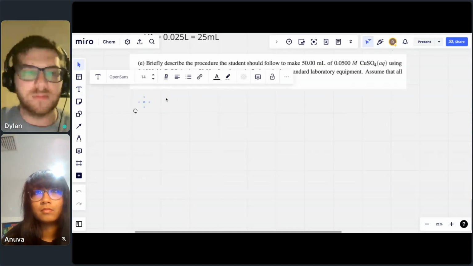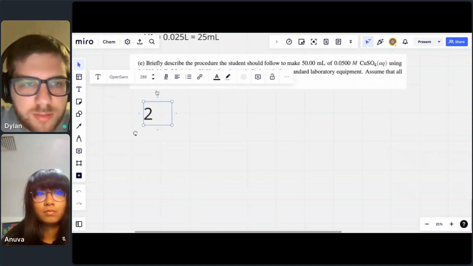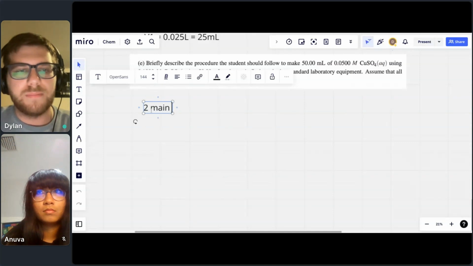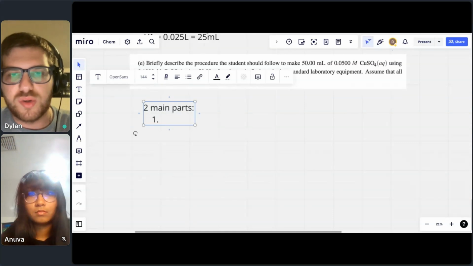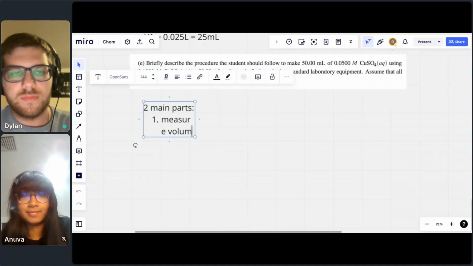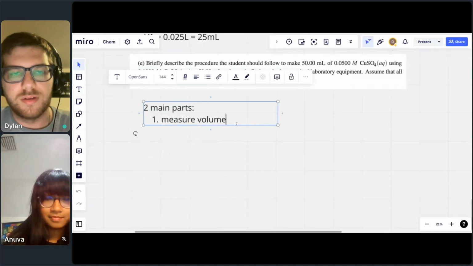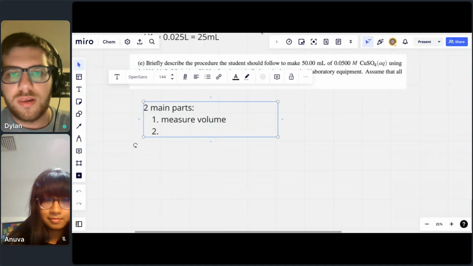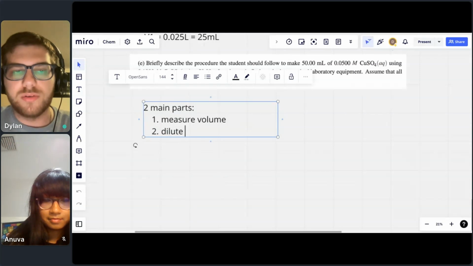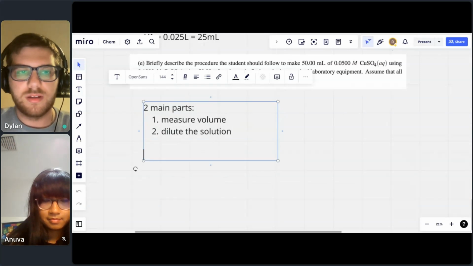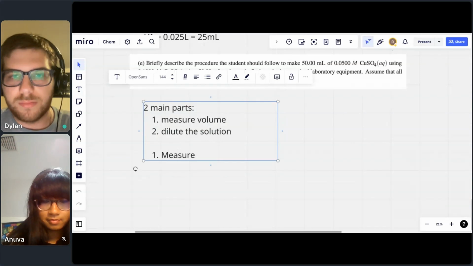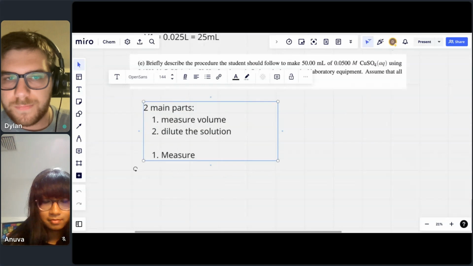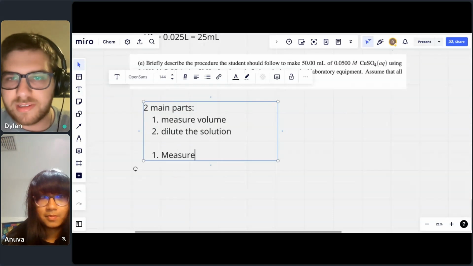So we have 2 main parts. First, we need to measure the volume, and second is to dilute the solution. Those are our 2 parts. For 1, measure how much? What was the volume? It was 25 milliliters? Yes.